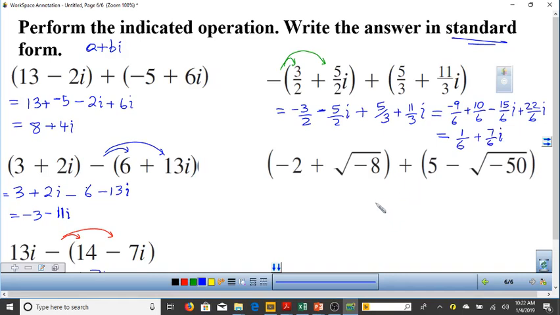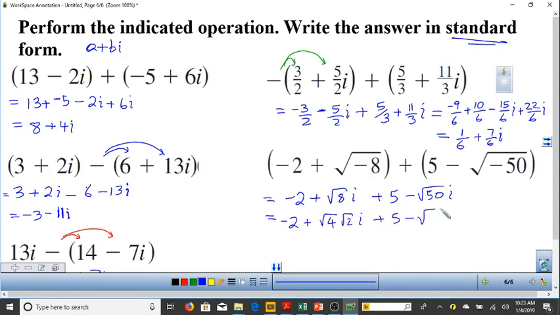The last example from this set, we will now rewrite this in complex form. So I'm going to rewrite this as negative 2 plus square root of 8 times i plus, and since there's just a plus, I don't need the parentheses, 5 minus square root 50 multiplied by i. Now the square root of 8 can be simplified as square root of 4 times square root of 2, and the square root of 50 can be simplified as square root of 25 times square root of 2.